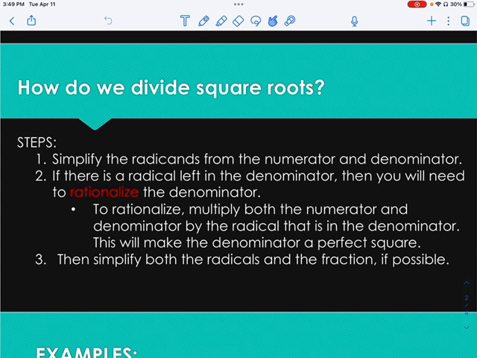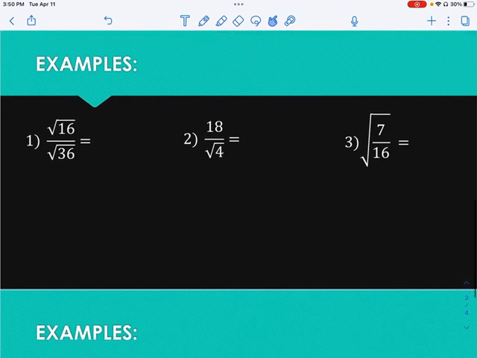To rationalize, what you simply do is you multiply both the numerator and denominator by the radical that is left in the denominator. Now, what that will do is make a perfect square in the denominator. Then, once you do that, you will simplify the radicals and you will also simplify the fraction if possible. Okay? So, let's give this a shot. The first thing we're going to do is simplify.